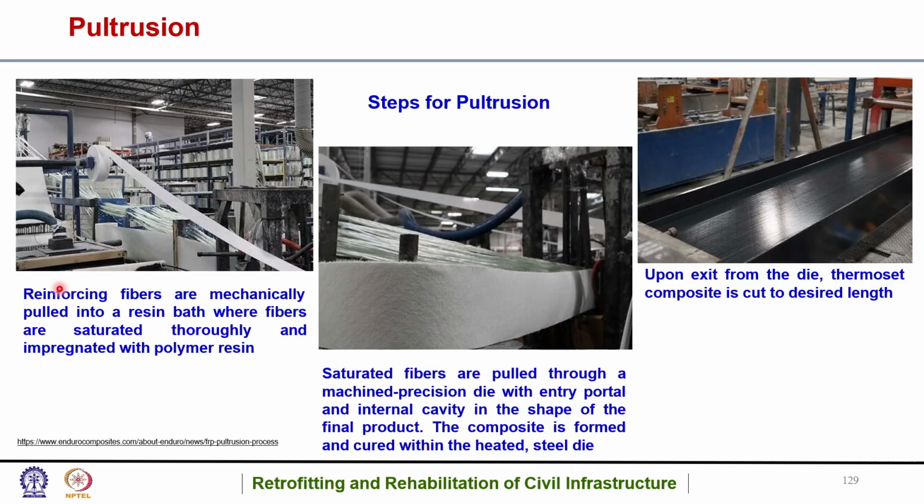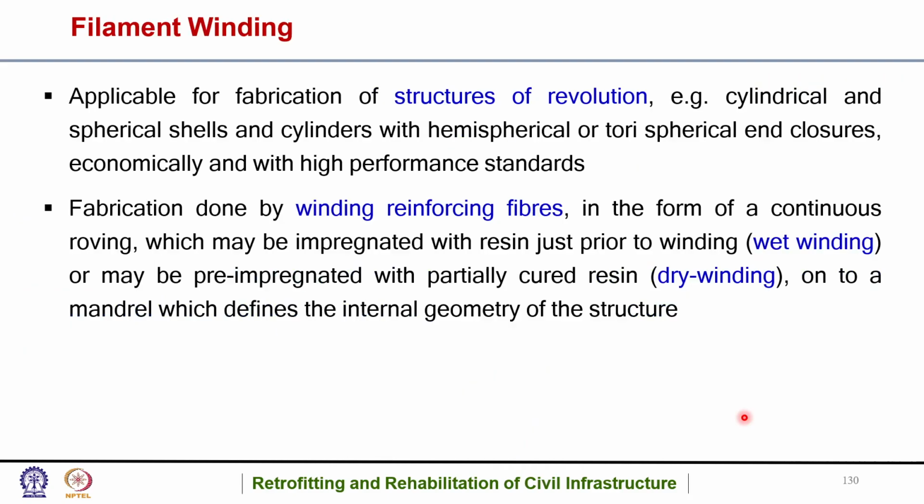Firstly, reinforcing fibers are mechanically pulled into a resin bath where fibers are saturated thoroughly and impregnated with polymer resin. Thereafter, saturated fibers are pulled through a machine precision die with entry portal and internal cavity in the shape of the final product. The composite is formed and cured within the heated steel die, and then upon exit from the die, the thermoset composite is cut to desired length. So these are the steps.